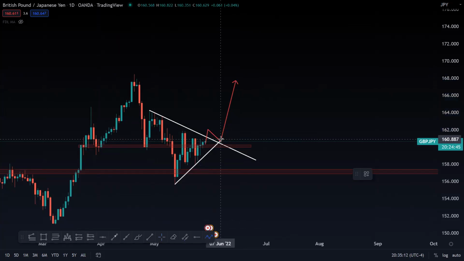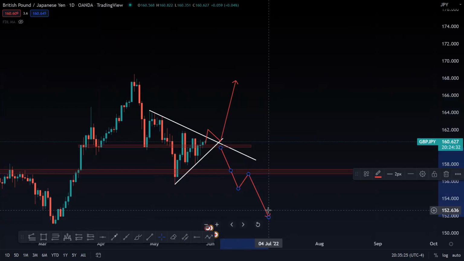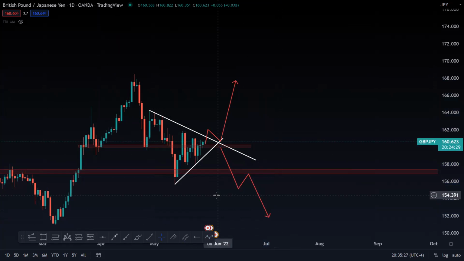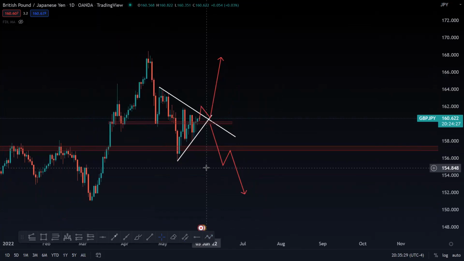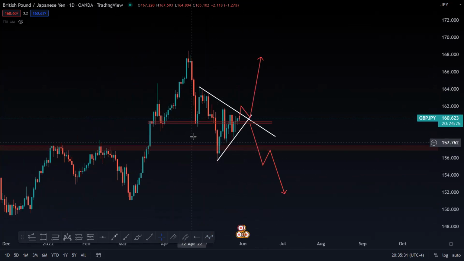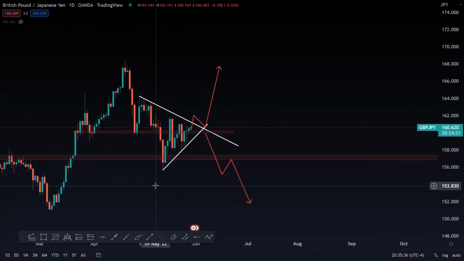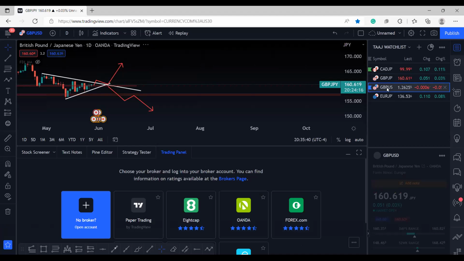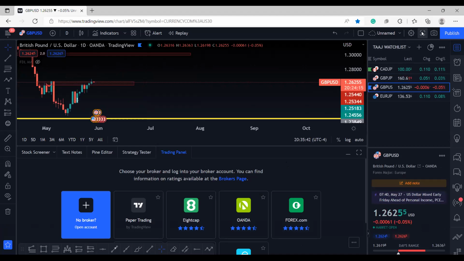If that's not the case, and we close below this area, I'm probably going to take a short here until this zone, and then we might retest and continue to the downside. This is a pretty solid setup, just with the zones, support and resistance, and trend lines. And the third one is going to be GBPUSD.